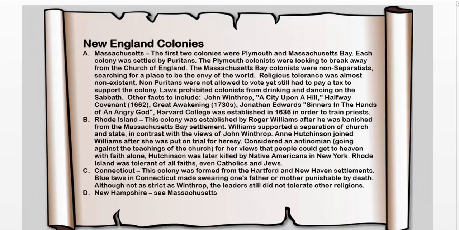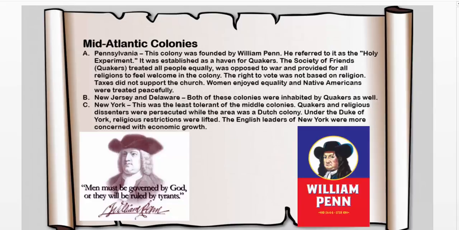Okay, now we go to the Mid-Atlantic colonies. And this is where you have another extremely tolerant colony, Pennsylvania, known as the Holy Experiment, which was a place for Quakers to practice freely. The Society of Friends is their more common name. William Penn was the founder.